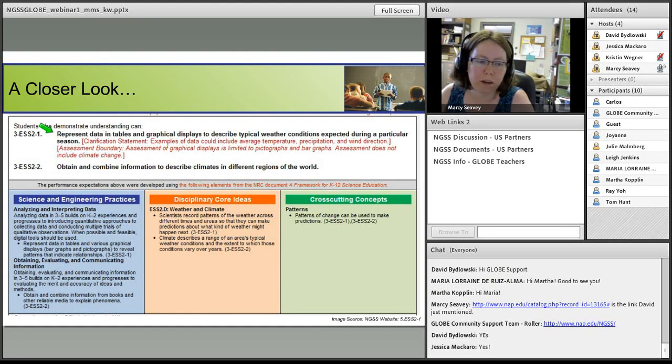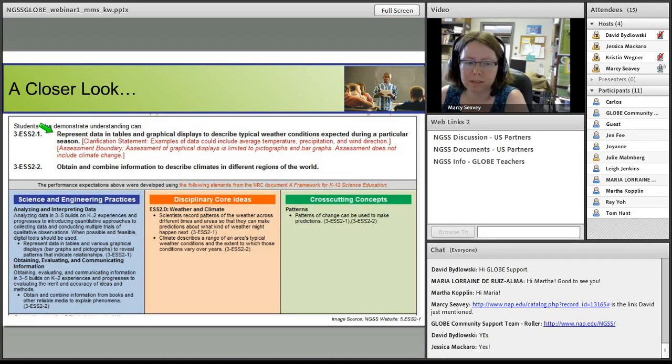We're going to focus on the top one: represent data in tables and graphical displays to describe typical weather conditions expected during a particular season. And you can see after this standard, there's some red text. The red texts are clarification statements and assessment boundaries. These statements help us understand the scope of what is to be assessed, and help us also not go beyond what would be expected of every student at that grade level. Not all of the student performance expectations have boundary statements and clarification statements.